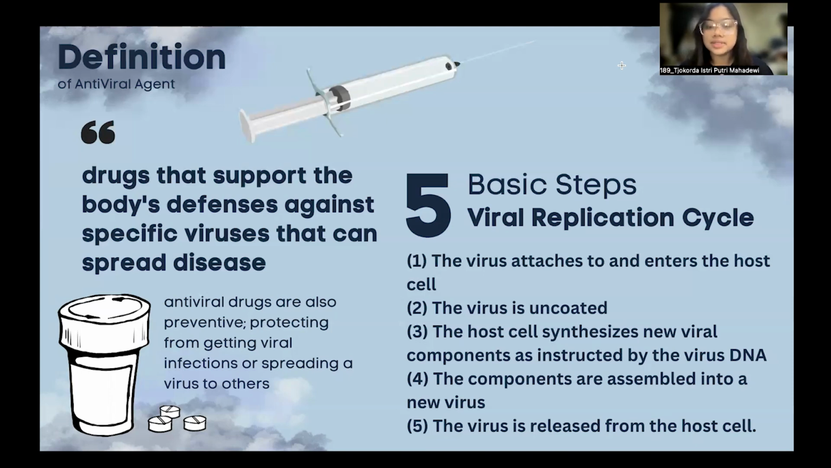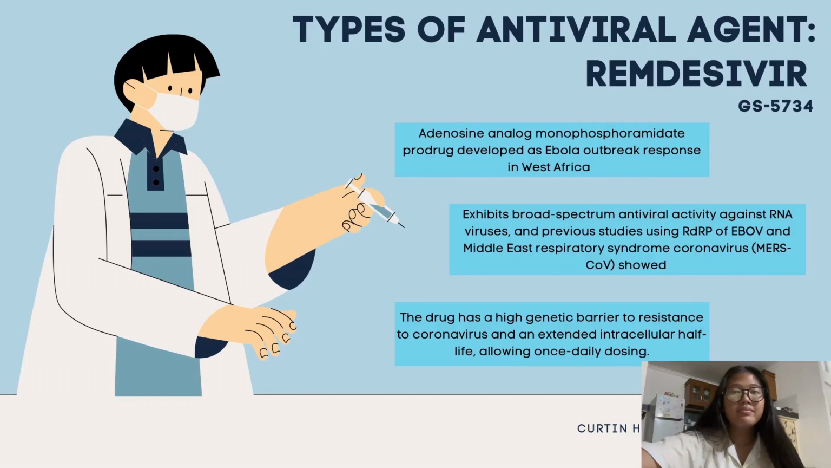There are 5 basic steps of the viral replication cycle. The first one is the virus attaches to and enters the host cell. The second one is the virus is uncoated. The third one is the host cell synthesizes new viral components as instructed by the virus DNA. The fourth one, the components are assembled into new virus. And the last one is the virus is released from the host cell. That's all from me, and my friends will continue with the next topic. Thank you.